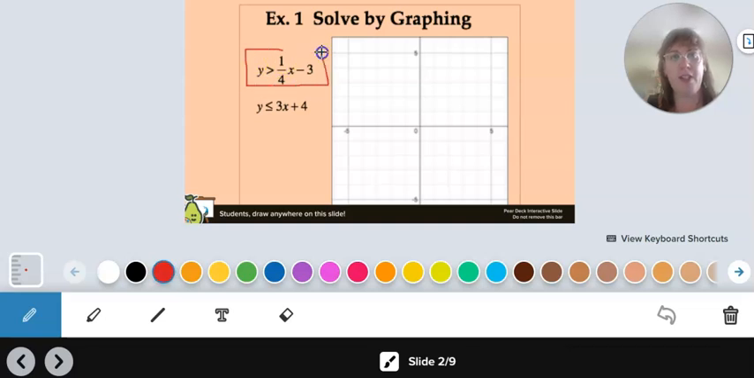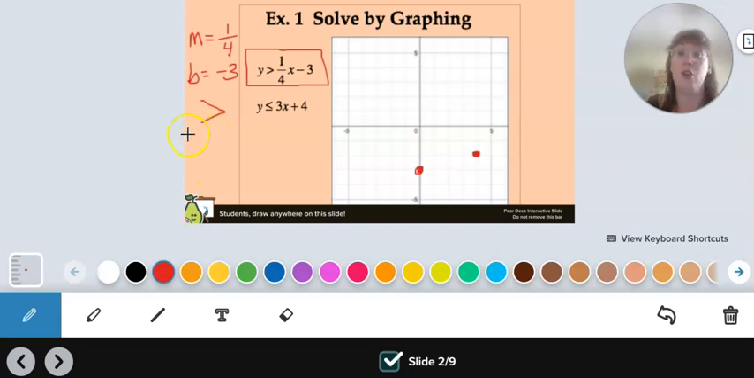For this first inequality, we see our slope, or m, is 1/4, and our y-intercept, or our b, is -3. So we're going to plot it. We'll do our -3 for our y-intercept, and our slope is up 1/4. Perfect. Now the symbol we see is greater than, right? There's no "or equal to," so it's going to be dashed, and we're going to shade above.